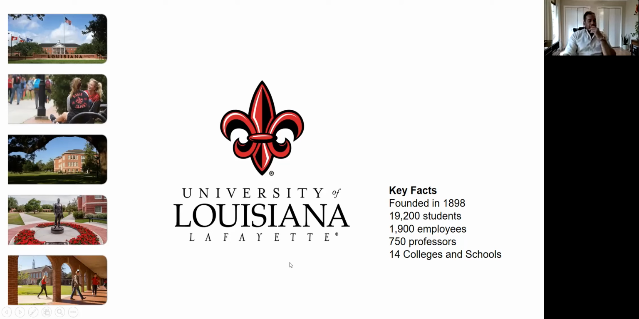All right. So the university was founded in 1898. It has changed names a few times. As of 2021, we have about 19,000 students, about 2,000 employees, out of which 750 professors, and there are 14 colleges and schools. And I will talk a bit about our department in a bit.